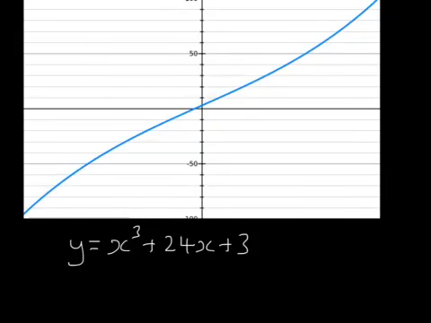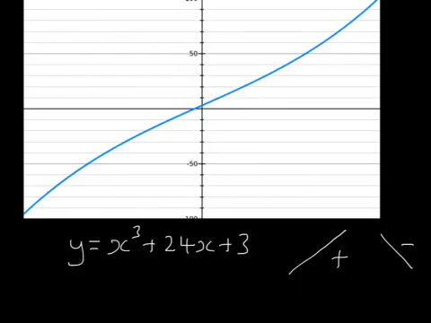Here we've got the graph of y equals x cubed plus 24x plus 3. What do you notice about the gradient of this graph? Here's the line here. What do you notice about the gradient? What you should notice is that it's always positive. Remember, a positive gradient is in that direction, a negative gradient is in that direction.